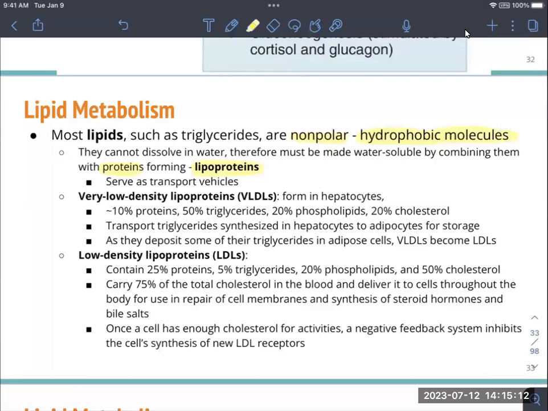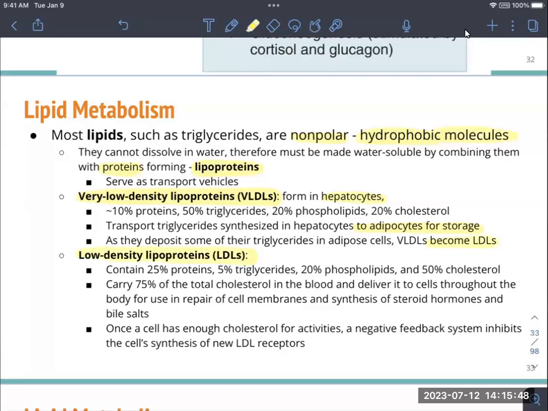We have some different types of lipoproteins that do this. We have very low density lipoproteins, VLDLs. They're made by hepatocytes, and they transport these triglycerides to adipose cells, those adipocytes. Once they deposit their triglycerides in these adipose cells, they become LDLs. We have these low density lipoproteins, LDLs.